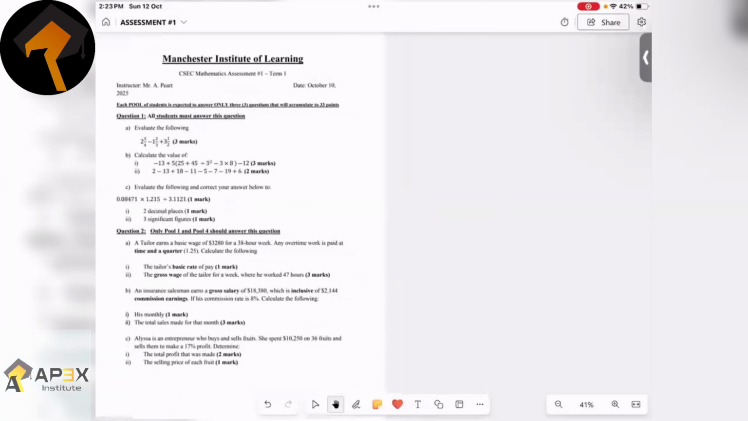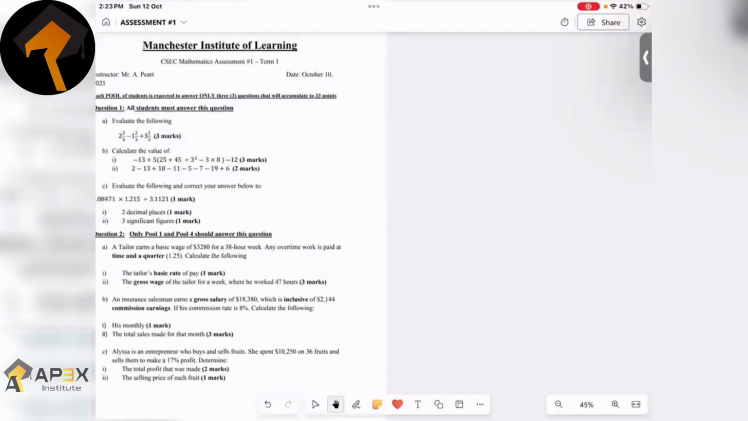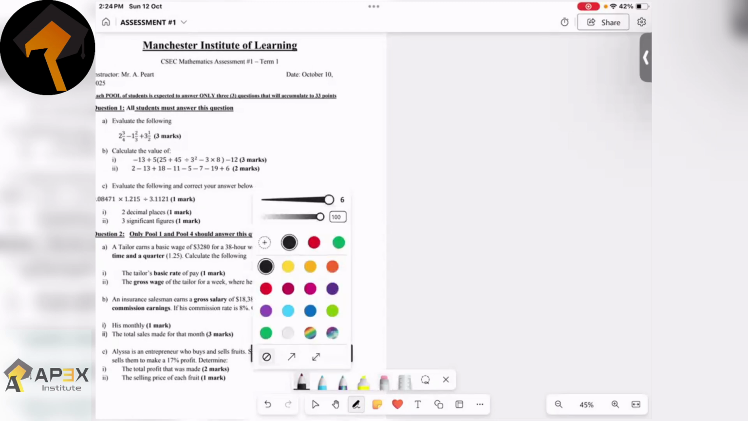As expected and as per usual, we're going to be starting off with the fractions here. So we're going to start off with working out what is 2. Let me just get this a little bit bigger here for you guys. Okay, here we go. We're good now.